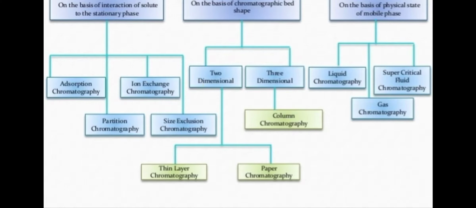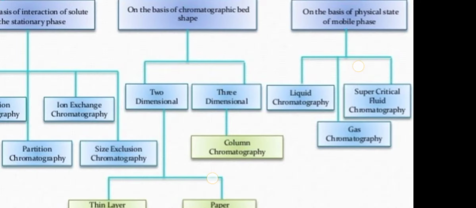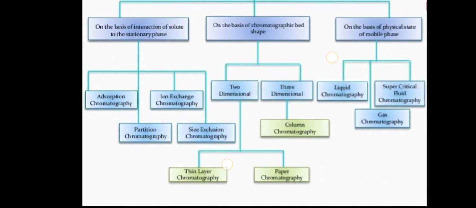Now the third type of classification is on the basis of physical state of mobile phase. If the mobile phase is liquid, it is known as liquid chromatography. If mobile phase is in supercritical fluid form, it is called supercritical fluid chromatography. If mobile phase is in gaseous form, it is known as gas chromatography.